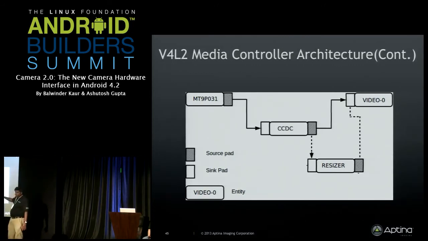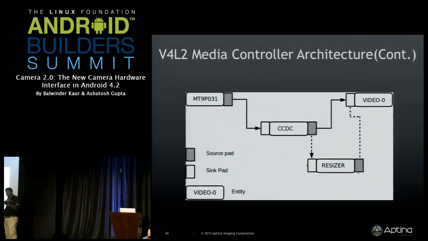Now there is a choice you can make. Suppose you don't want to do any processing, then you can program your pipeline for the data to flow from the sensor to the CCDC, and this is a video zero node, that is nothing but your memory, so directly to the memory. This is one of the configurations that you can program. Now suppose you want to do resizing or other stuff, there are a lot of options. I have just taken one resizer block as an example.